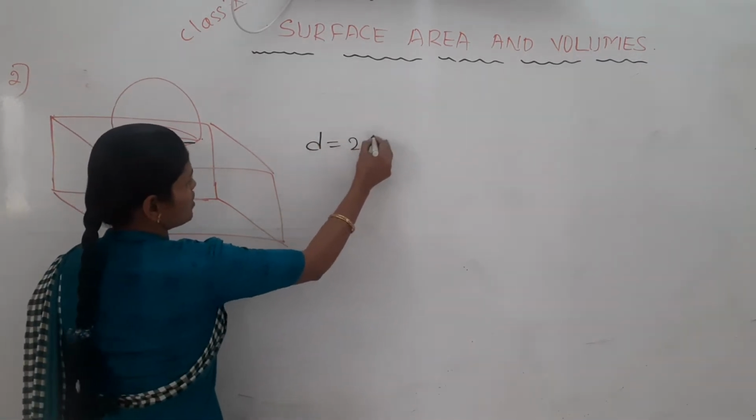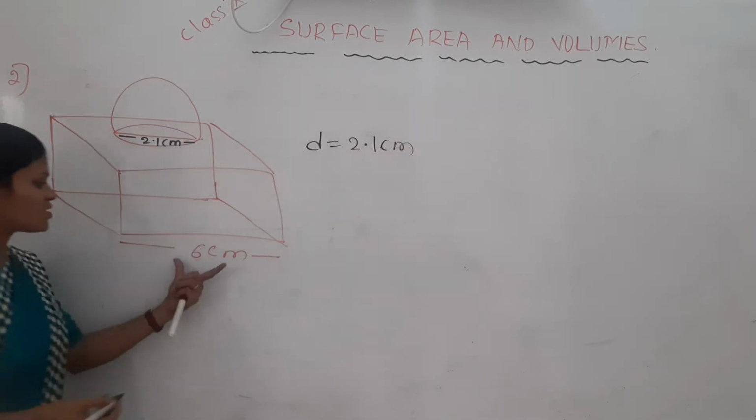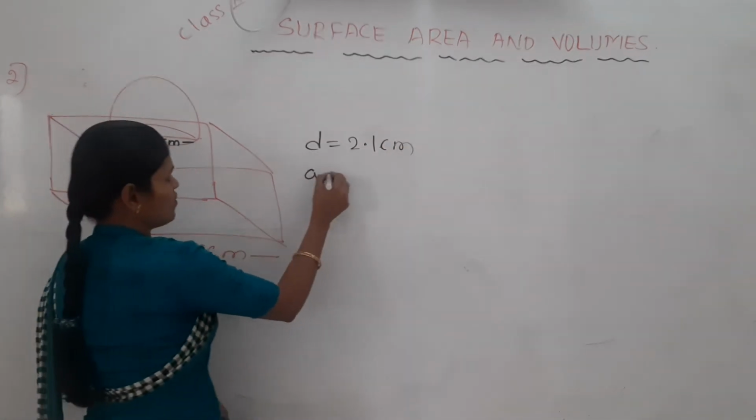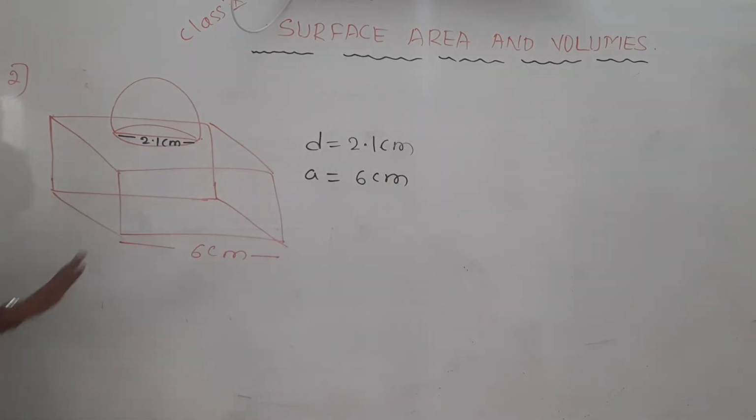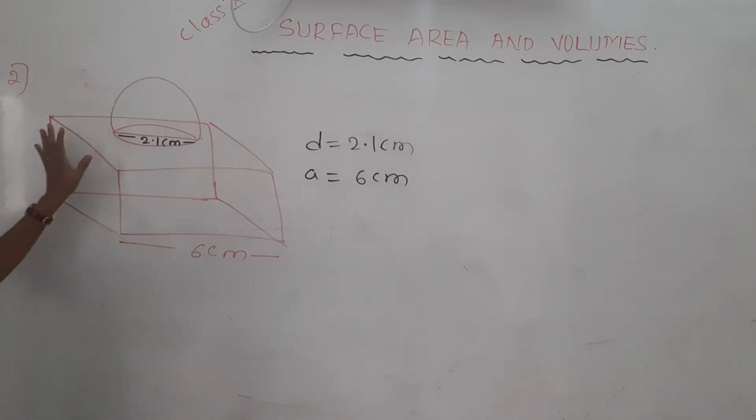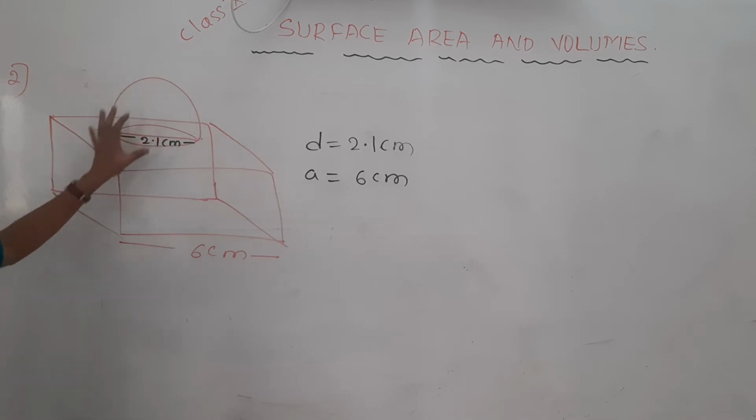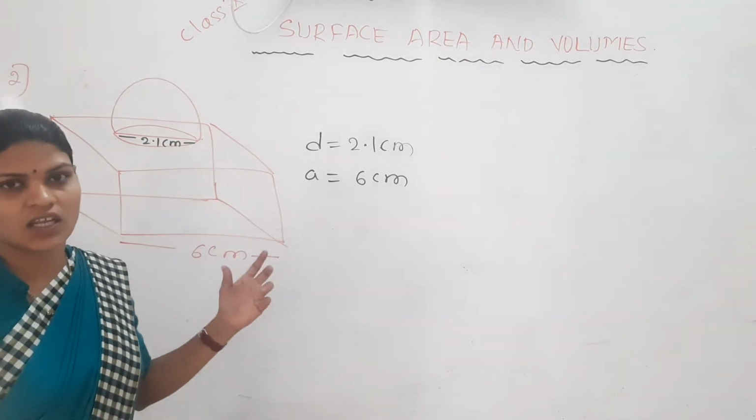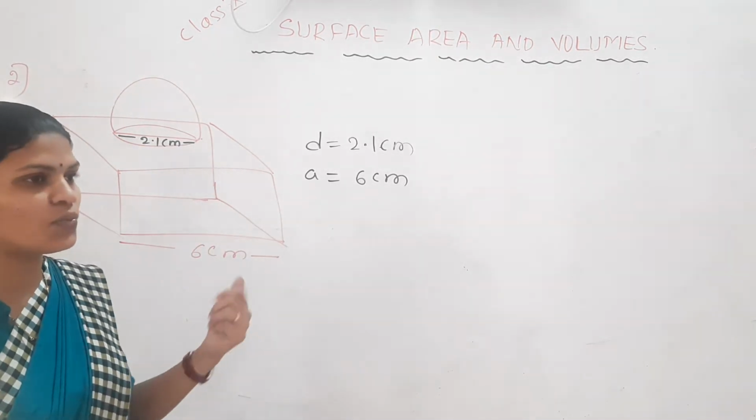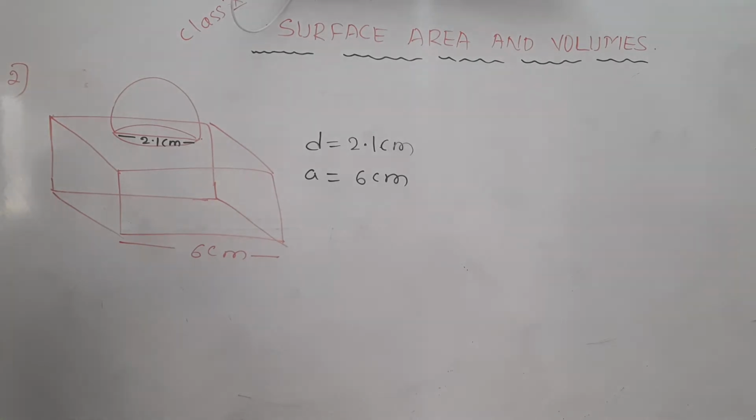The diameter is 2.1 centimeter, and the side of the cuboid is 6 centimeter. So we are told to find the surface area of this decorative block. Means for painting this decorative block, what is the surface area? How much area do we have to paint here? How to find this one?